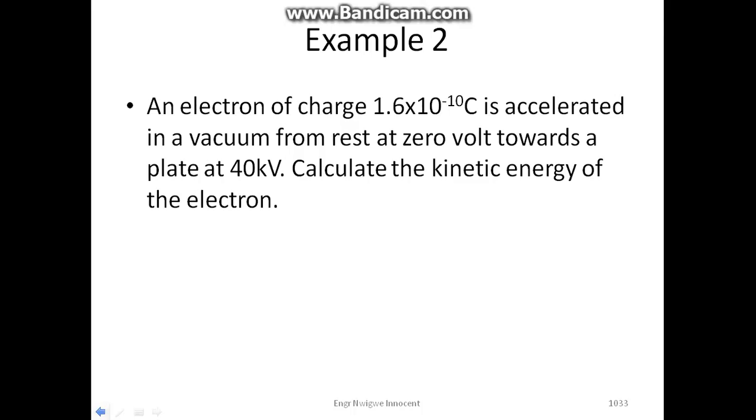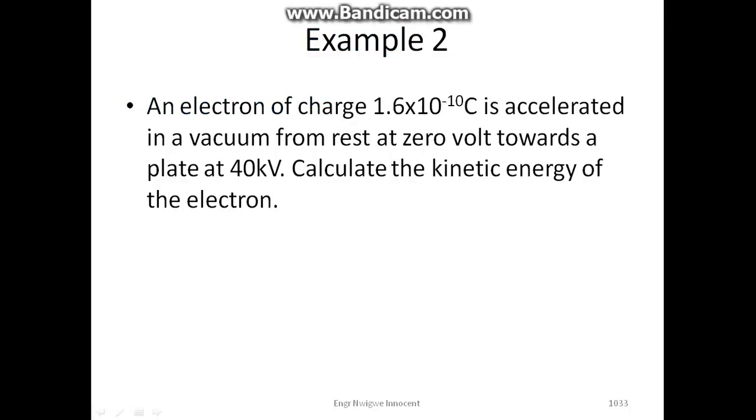10 coulomb is accelerated in a vacuum from rest at 0 volts towards a plate at 40 kilovolts. Calculate the kinetic energy of the electron.